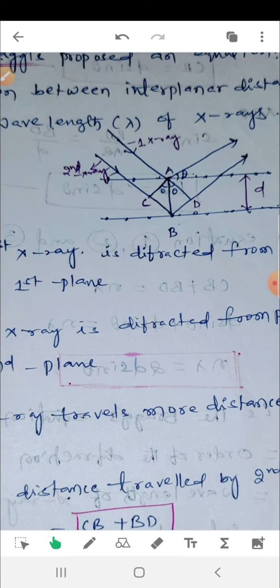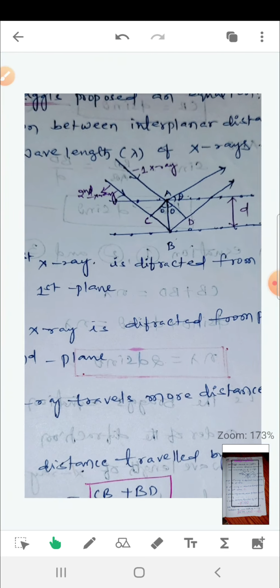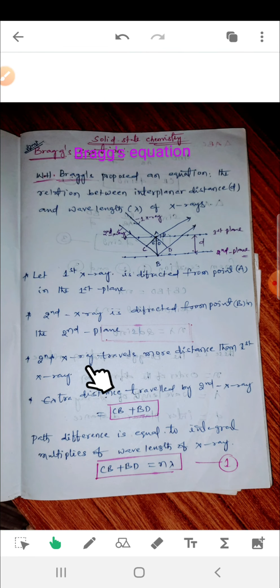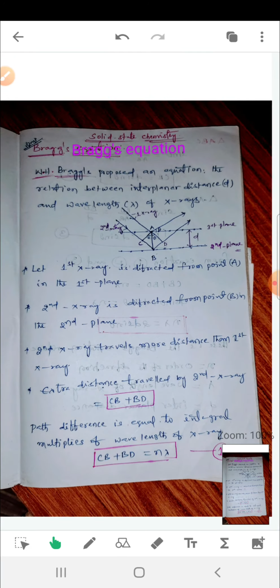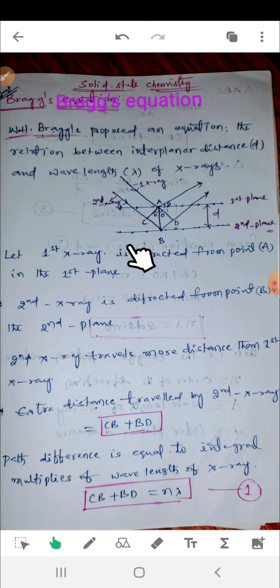Out of the first X-ray and the second X-ray, the second X-ray travels more than the first X-ray. The second X-ray travels more distance than the first X-ray. The extra distance traveled by the second X-ray can be calculated by measuring this distance, and we can easily find out how much extra distance the second X-ray travels than the first. For that purpose, you have to take CB plus BD.